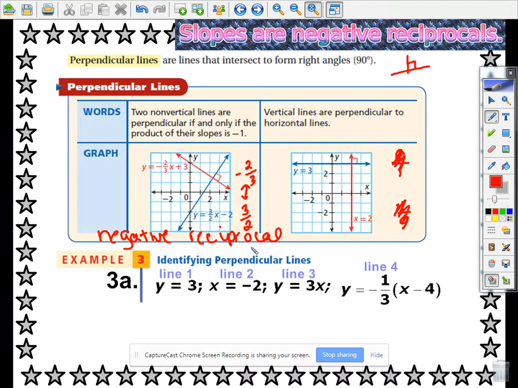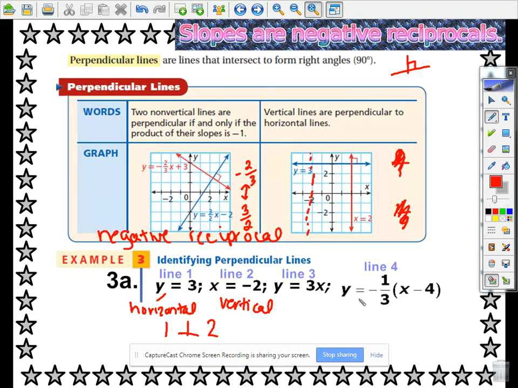So if we look down here, y equals 3. That is this line right here. So this is a horizontal line. X equals -2. This would be right here. X equals -2. So that is a vertical line. So I know that line 1 and line 2 are perpendicular. And the way we write that is this. Line 1 is perpendicular to line 2.